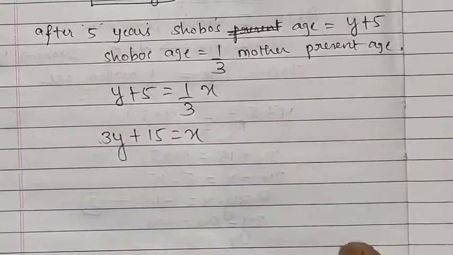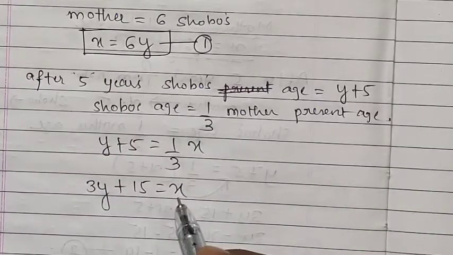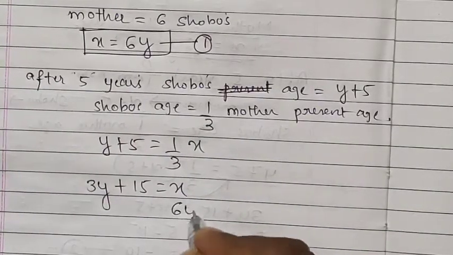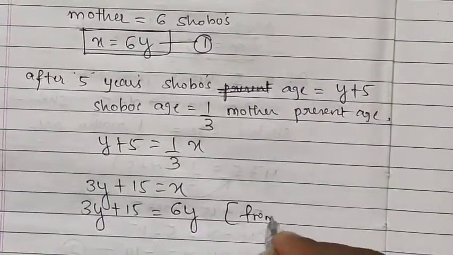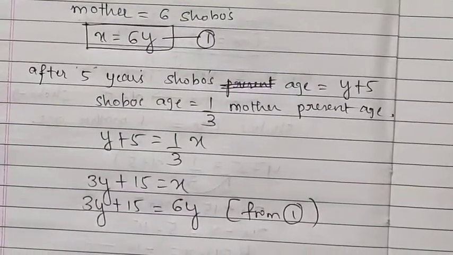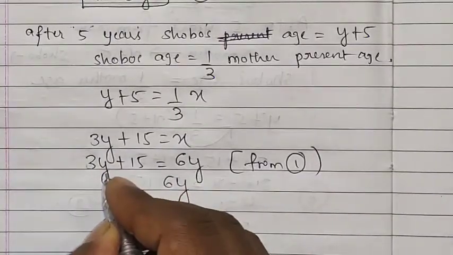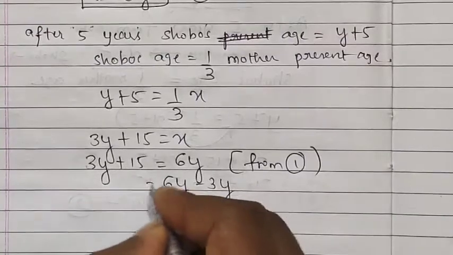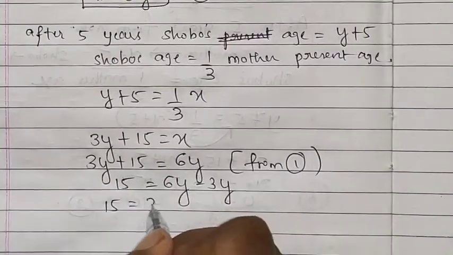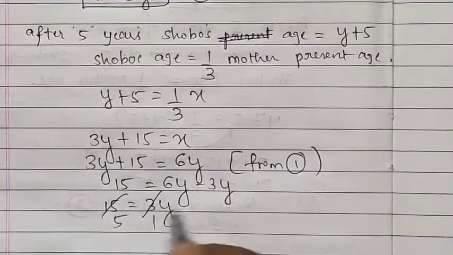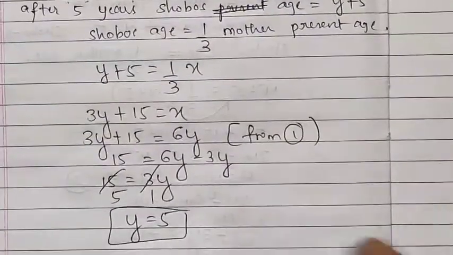Next, you can observe from equation number 1, x means 6y. In the place of x, I am going to write 6y, so 6y is equal to 3y plus 15. Next, make variables one side and constants one side. 3y I will shift to the left side, it will become minus 3y, and the remaining on the right is 15. 15 is equal to 6y minus 3y, which is 3y. 3 ones are 3, 3 fives are 15. y is 5. y means Shobo's age. We got Shobo's age.